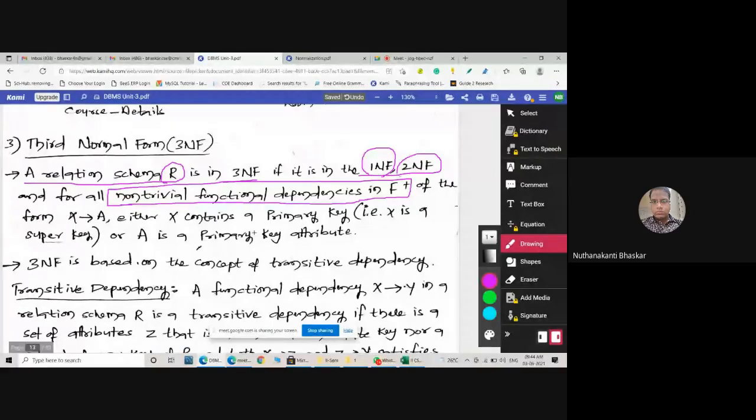Non-trivial functional dependencies in F are of the form X determines A, where X is a set of attributes. Either X contains a primary key, that is, X is a super key, or A is a primary key attribute. In any other case, you may get transitivity in the functional dependencies. That's why you can avoid the non-trivial functional dependencies.